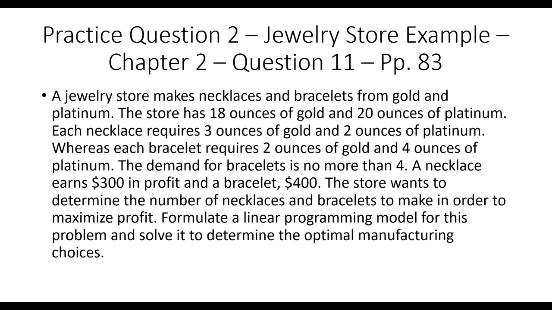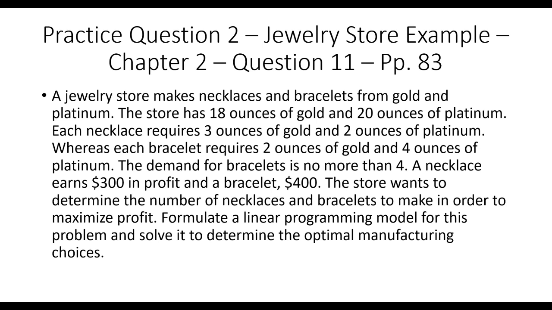So, first step, we have to formulate the problem. We know from the second last sentence, the store wants to determine the number of necklaces and bracelets to make in order to maximize profit, that we are attempting to maximize profit Z. We know that a necklace earns $300 in profit and a bracelet earns $400. So our objective function becomes max Z equals 300x1 plus 400x2.